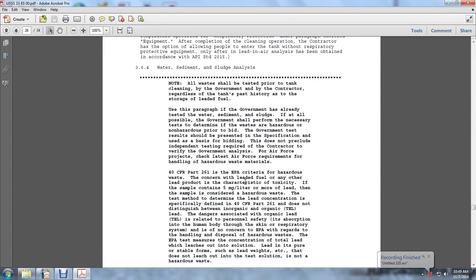Water and sediment sludge analysis. All analysis will be tested prior to the tank cleaning by the government and by the contractor, regardless of the tank's past history of storage of leaded fuel.